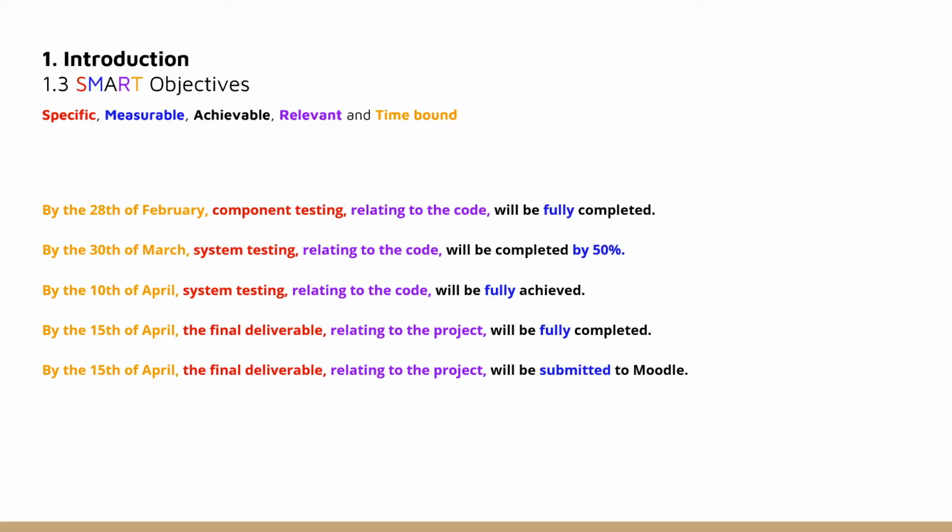Moreover, another example is that by the 30th of March, system testing relating to the code will be completed by 50%. The Lincoln Index will be used to estimate the number of bugs in the system.